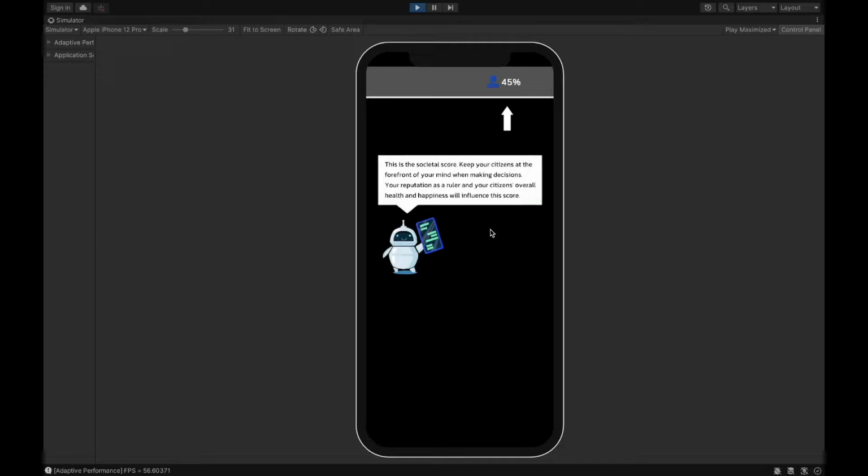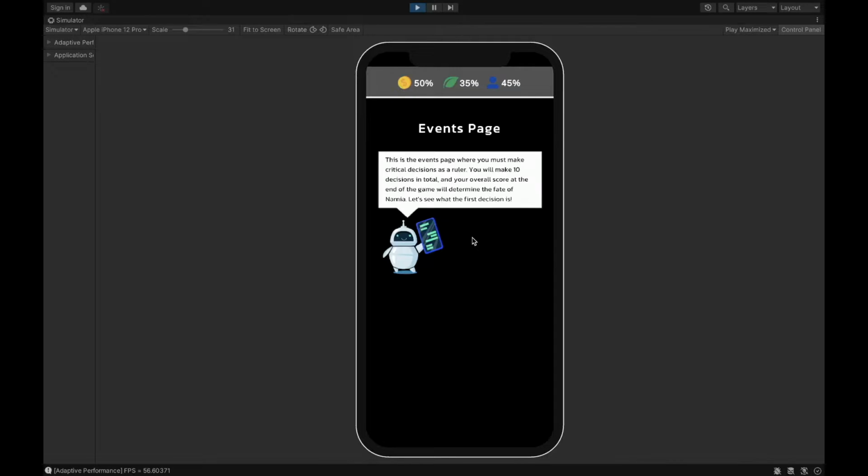And lastly, there's the societal score. So keeping your citizens at the forefront of your mind when making decisions is essential, and your reputation as a ruler and your citizens' overall health and happiness will influence the score. And you'll notice that each of the 3 scores have a different starting point. This represents more of a country that is in a little bit of an environmental crisis, but it's still at a point where it's fixable, similar to the current state of events in the real world. So now that we know how the score bar works, let's start the game.